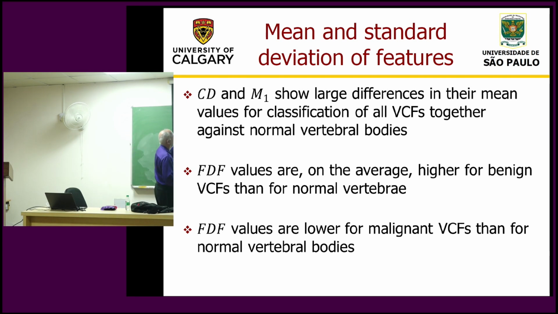The Fourier descriptor values are on the average higher for benign VCFs than for normal vertebrae because of the shape complexity. And FDF values are lower for malignant VCF than for normal. So in the case of malignant VCFs, there is some smoothing of the boundary due to that posterior convexity. So FDF values are lower for malignant VCFs.